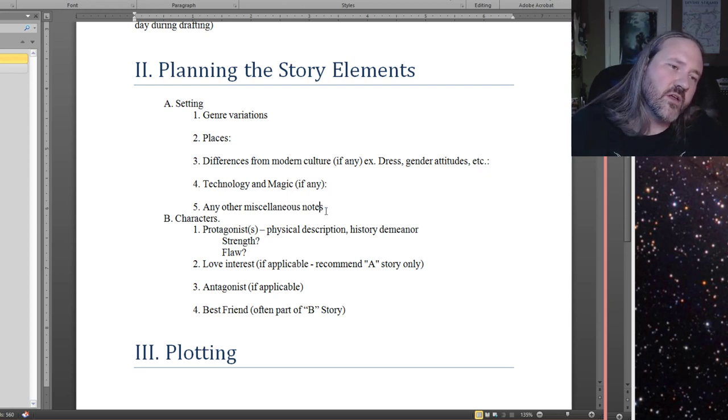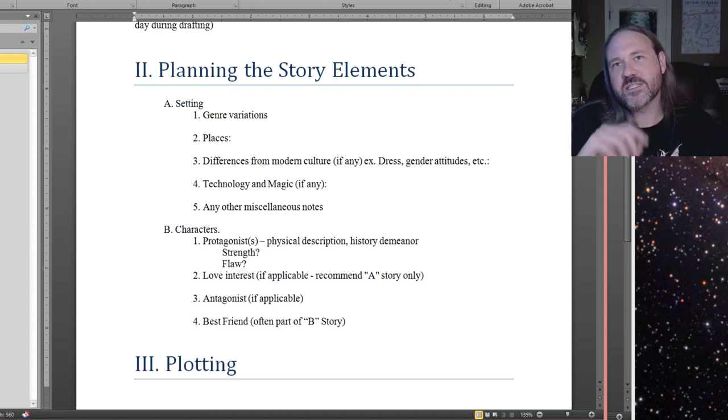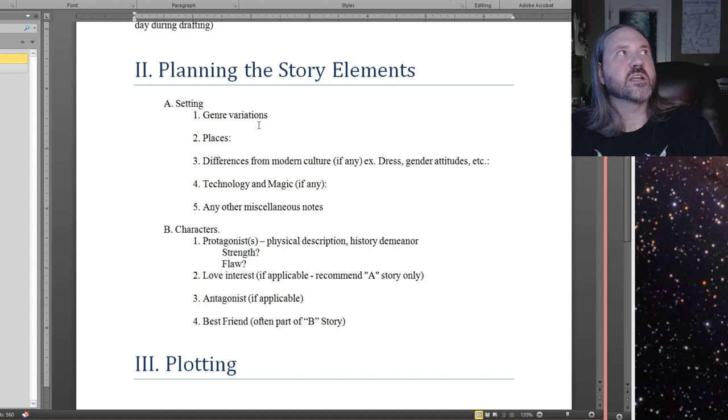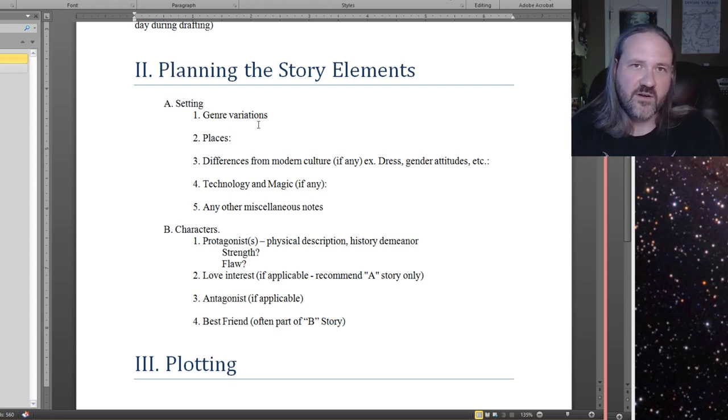With the setting stuff, you don't have to be as specific as some people are. You want to list the things that you know you're going to use in the story. So for instance, with places, if you're imagining a sci-fi or space opera story that has 500 planets, you don't need to list all 500 planets. You just need to think about the one or two planets that you're going to be adventuring on. In the first Star Wars movie, you're only on one planet. The second Star Wars movie has three.